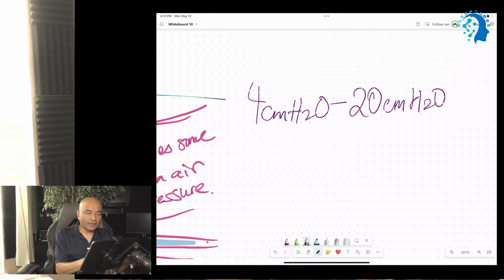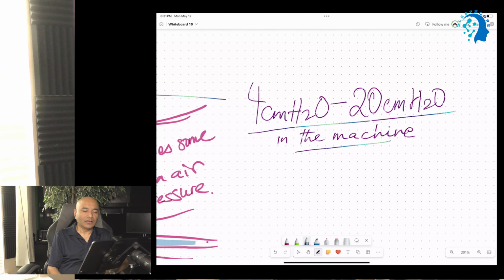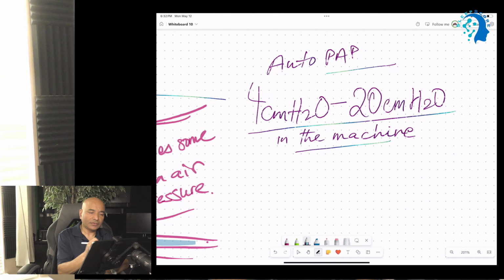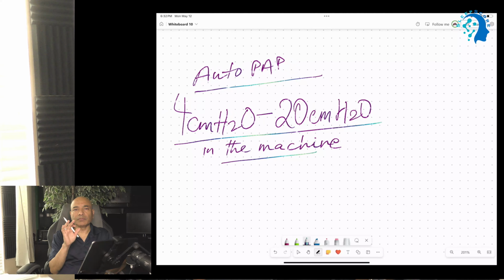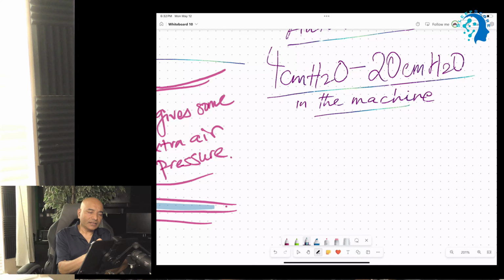This is in the CPAP machine, mostly called an auto-PAP machine. That auto-PAP machine has a minimum pressure of 4 and a maximum pressure of 20. The minimum pressure is 4, and this is normal.